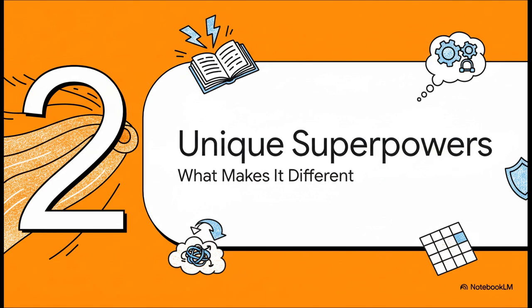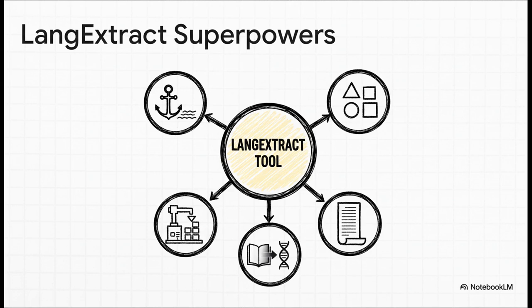So we know it's simple to use, but what really sets it apart from other things out there? Well, let's dive into what I like to call its unique superpowers, the things that make it so effective. These are the big ones. First, precise source grounding, which we just talked about. It always links back to the source. Reliable structured outputs means you always get clean, predictable data. It's also built to handle huge documents. It's flexible enough to work with all sorts of models like Gemini or even ones on your own machine, and you can adapt it to any subject you can imagine.